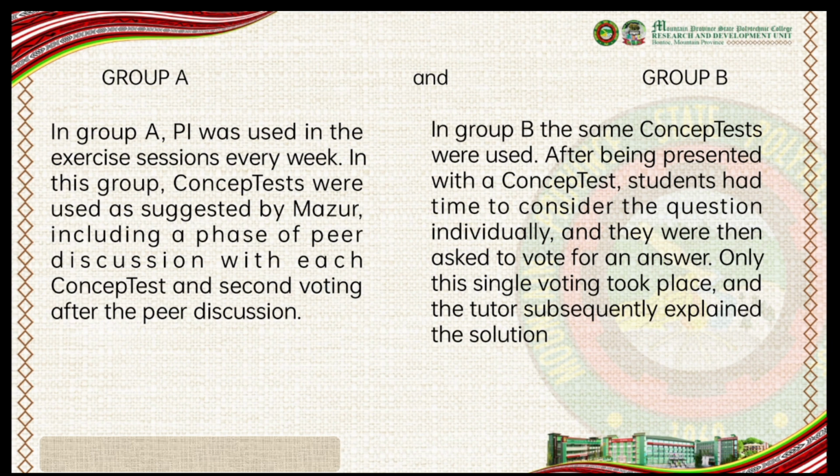In Group A, PI was used in the exercise session every week, where concept tests were used as suggested by Mazur, including a phase of peer discussion with each concept test and a second voting after the peer discussion. In Group B, the same concept tests were used. After being presented with a concept test, students had time to consider the question individually and they were then asked to vote for an answer. Only this single voting took place and tutors subsequently explained the solution.